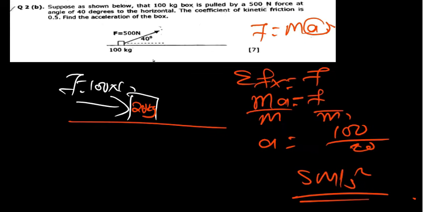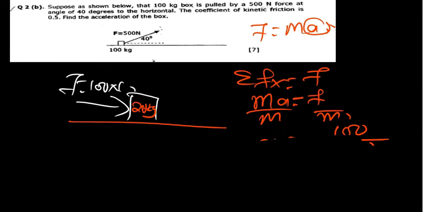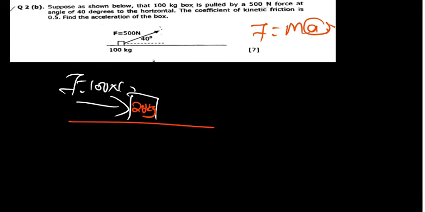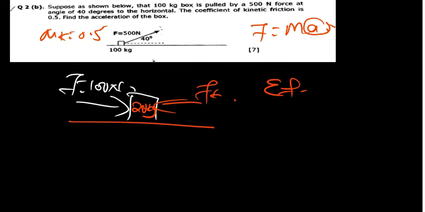Now let's assume we have friction. Friction is opposing the motion. So let's say mu k is 0.5. Find the acceleration. To find the acceleration in this case, we're going to say the summation of all the forces in x direction. We're going to have the applied force minus the friction force. Friction force carries a negative because it is opposing the motion. So friction always opposes the motion, so it has to carry a negative.